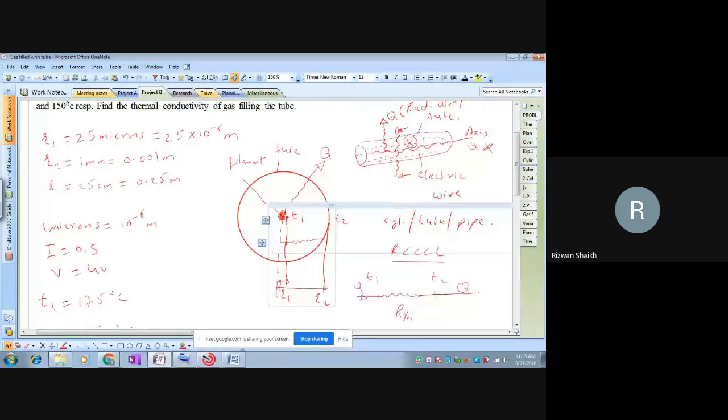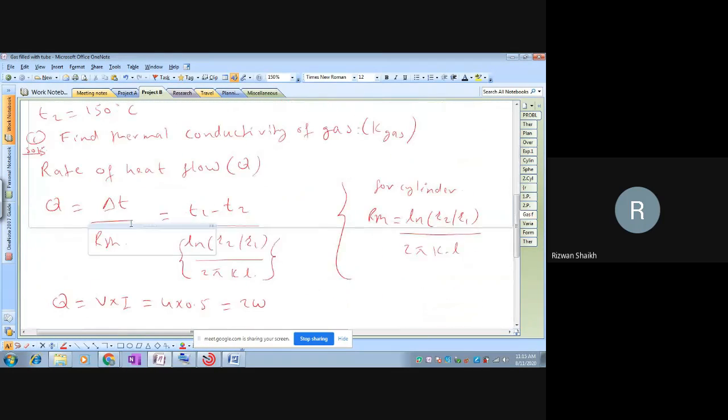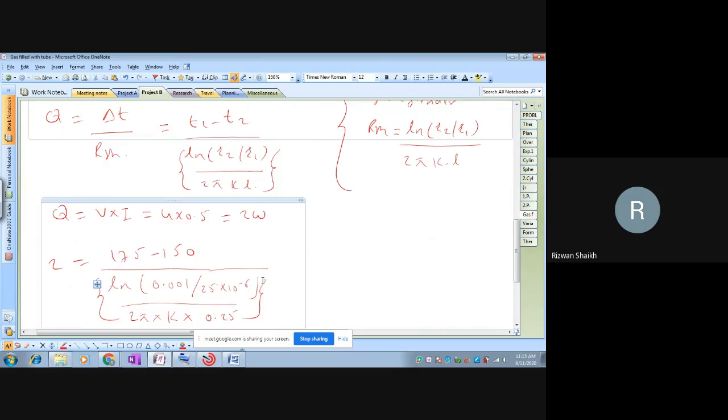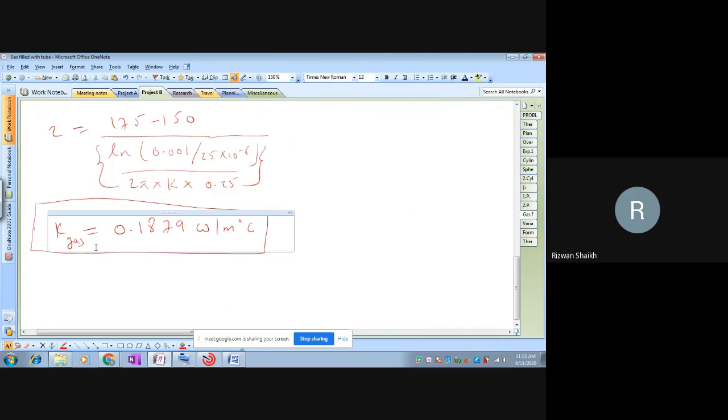Surface temperature of the filament is T1, surface temperature of the tube is T2, and the resistance from T1 to T2 is one resistance, that is RTH. And R1 and R2 are the radius of the filament and tube respectively. Simply apply the formula Q is del T upon RTH. RTH for cylinder is ln of R2 by R1 upon 2 pi K into L. So you can apply the values and you can get the value of thermal conductivity of a gas. It is 0.1879 watt per meter degree Celsius.